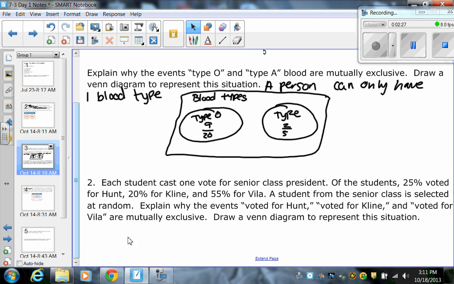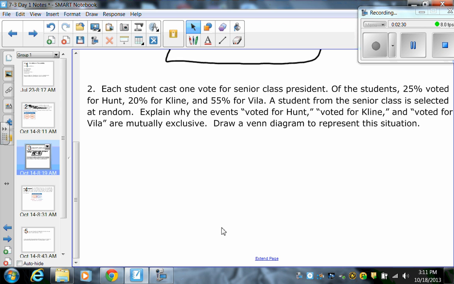So I want you to try the next one. It says each student cast one vote for senior class president. Of the students, 25% voted for Hunt, 20% voted for Klein, and 55% voted for Villa. A student from the senior class is selected at random. Explain why each of the events voted for Hunt, voted for Klein, and voted for Villa are mutually exclusive, and draw a Venn diagram to represent this situation.